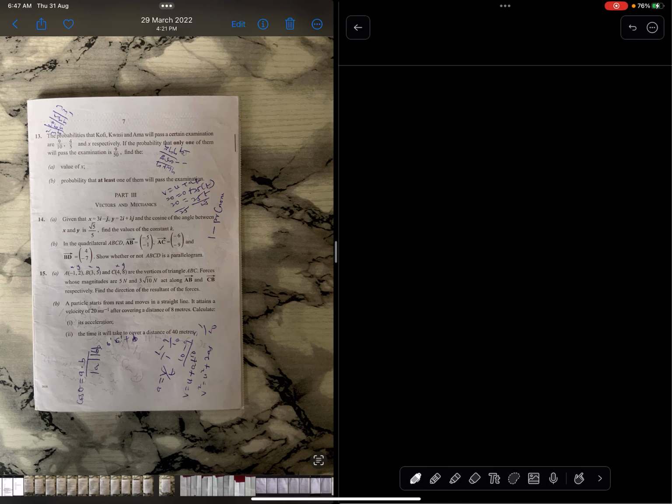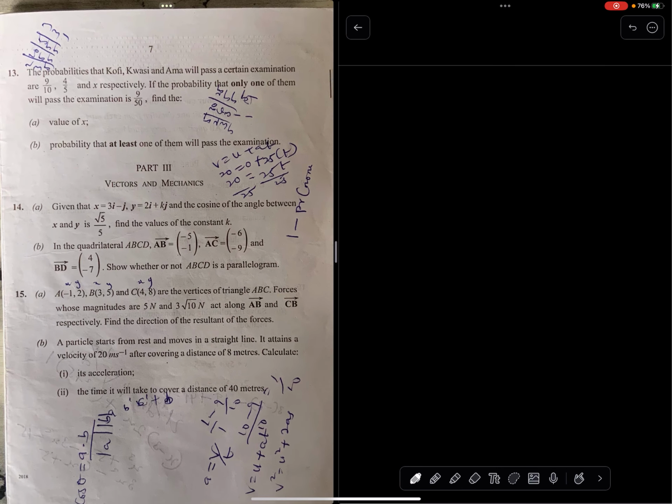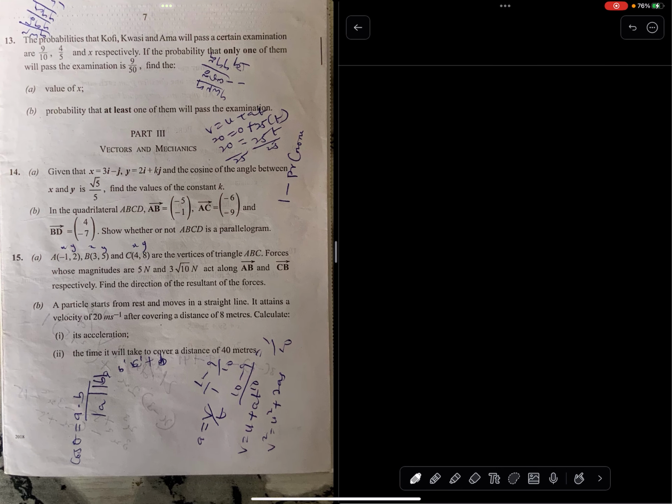Now let's do this very, very quickly. My students usually have problems with this kind of question. Let's do it together. This is from year 2014 and it's number 15. This is 15A.